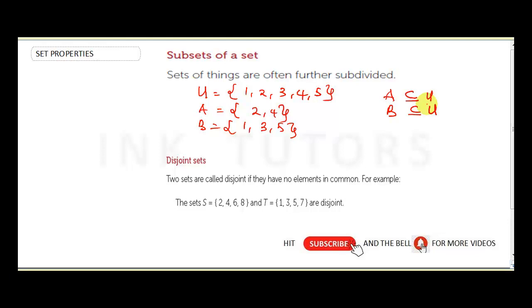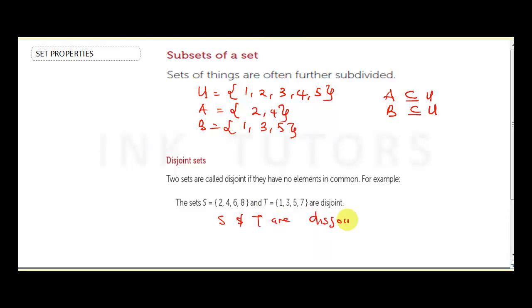Okay, the next one we'll be talking about is disjoint sets. Two sets are called disjoint if they have no element in common. So when there is nothing in common between the two sets, you say they are disjoint sets. For instance, we have the set S, which is 2, 4, 6, and 8, and we have T to be 1, 3, 5, and 7. As you can see, there is nothing common between both of them, so you can say S and T are disjoint.